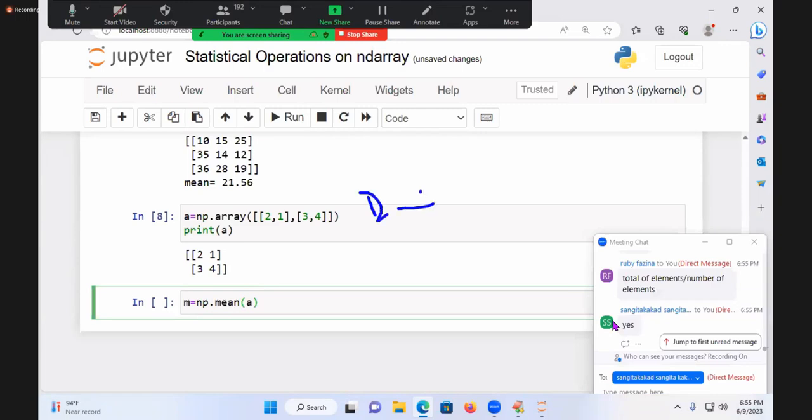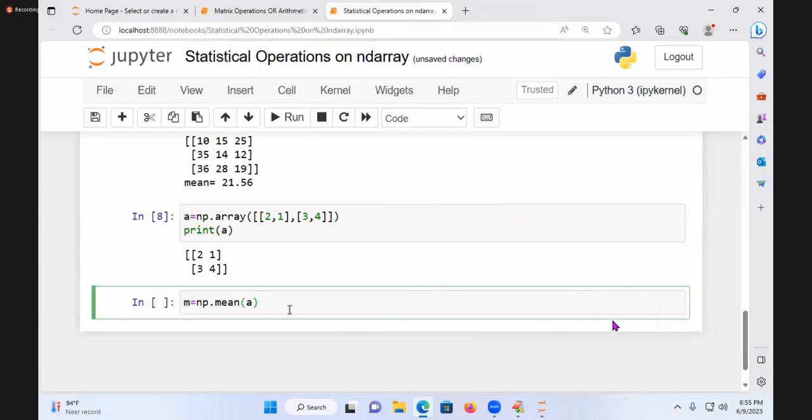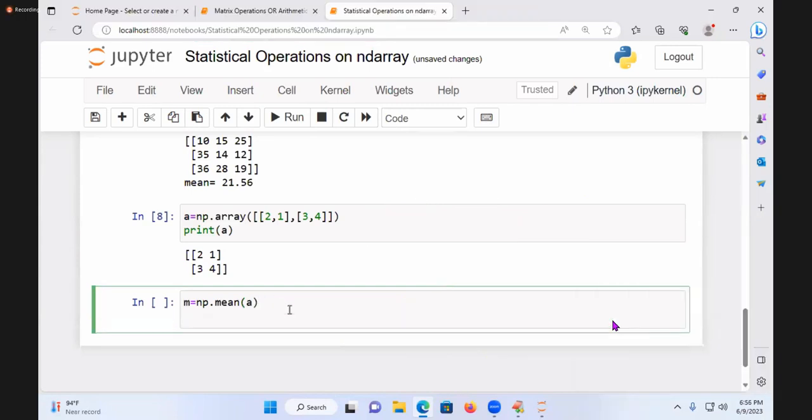2 plus 1 plus 3 plus 4. 10 by 4. What is the answer? 2.5. Similarly, I'll go for the column mean.